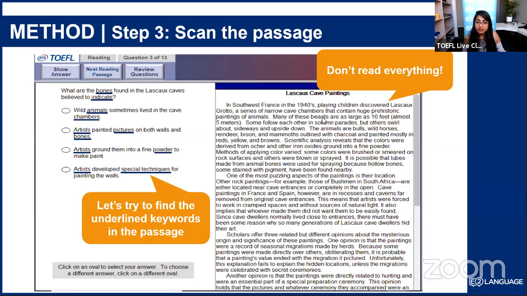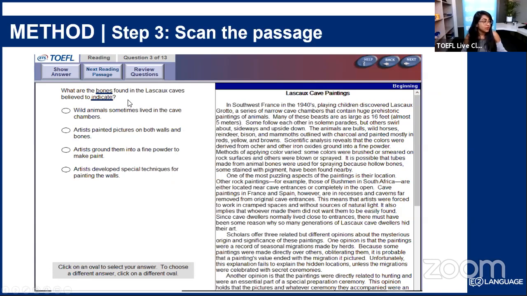Where were we? Scanning, right. So when you scan a passage, you don't read every single word. You just quickly go through it. So let's try to do that with this passage right here. Don't read everything. Just scan to find the keywords that we underlined, okay? All right, let's try to find bones and indicate. Can you find bones and indicate? I'm going to give you a few seconds. I'm going to try and find it with you.